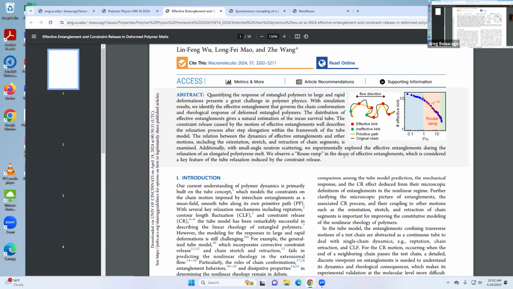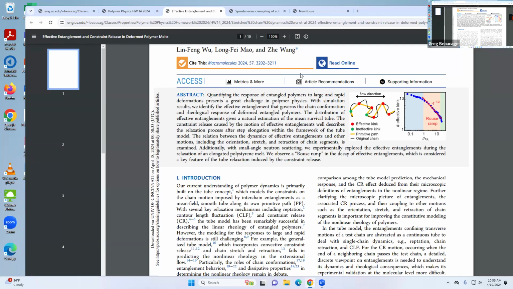So then he talks about, if you swell the thing in 3D, you have all these entanglements. If you do this step strain, so extensional strain, like taking a rubber band and pulling it, just tension, like a tensile test. Normally you're talking about shear measurement. This is an extensional measurement, right? So if you do that, only some of those entanglements are going to be effective.